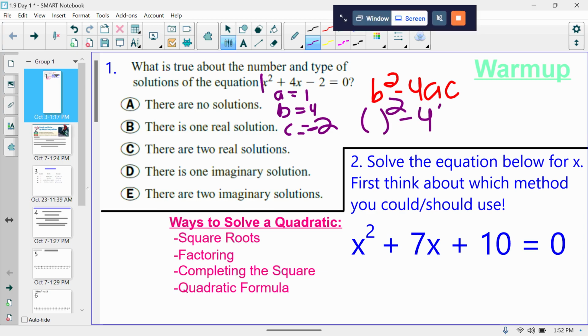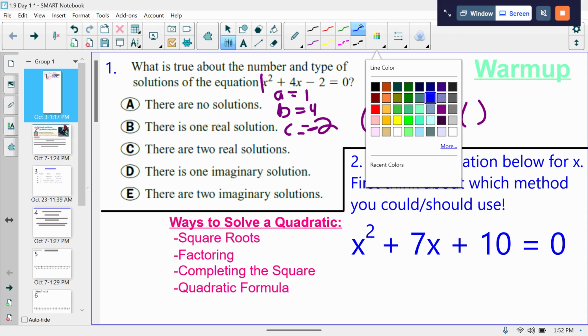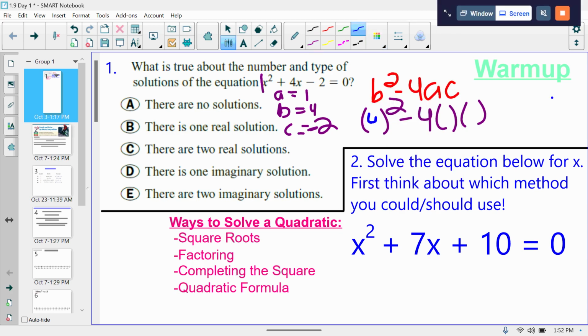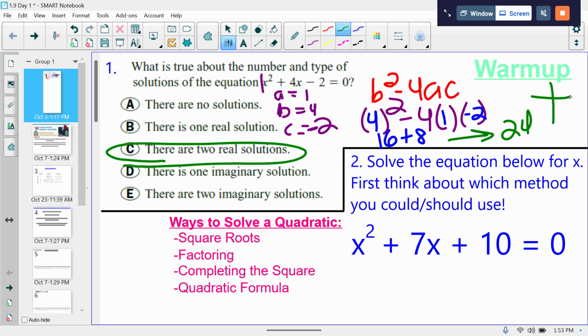I'm going to rewrite it like this because anytime we put a number where a letter was, we should have empty parentheses. So b again is 4, a is 1, c is -2. 4 squared is 16. -4 times 1 times -2 is +8, and so you're going to get 24. So if you remember from yesterday, if the discriminant is positive, so if it's greater than 0, there are two real solutions. Like if we graphed this, it would cross the x-axis twice.